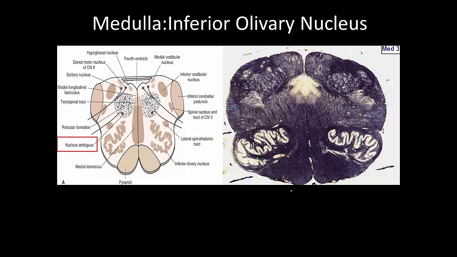Now, one tiny nucleus that's very difficult to identify on most sections is the nucleus ambiguus, which is actually embedded in the reticular formation, and it's going to be posterior to our inferior olivary nuclei in this section. Now, this nucleus ambiguus is just giving off motor fibers that are going to form the glossopharyngeal nerve, and it's going to give off some motor output that's going to join with the vagus nerve as well.